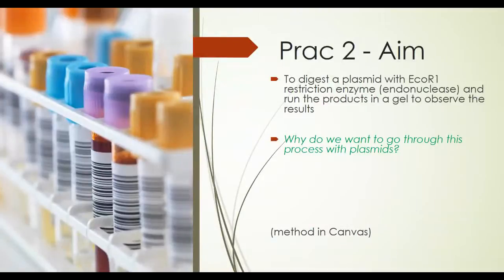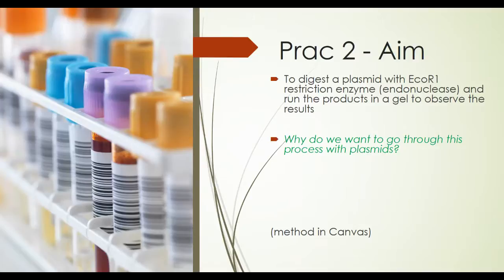So we're going to jump into our next prac and just quickly get as much done as we can. So we're going to digest our plasmid with E. coli R with a restriction enzyme, and we're going to put it into a gel. Now we've run out of time, so we're actually going to just have to show you the photo, but we'll show you the setup first.